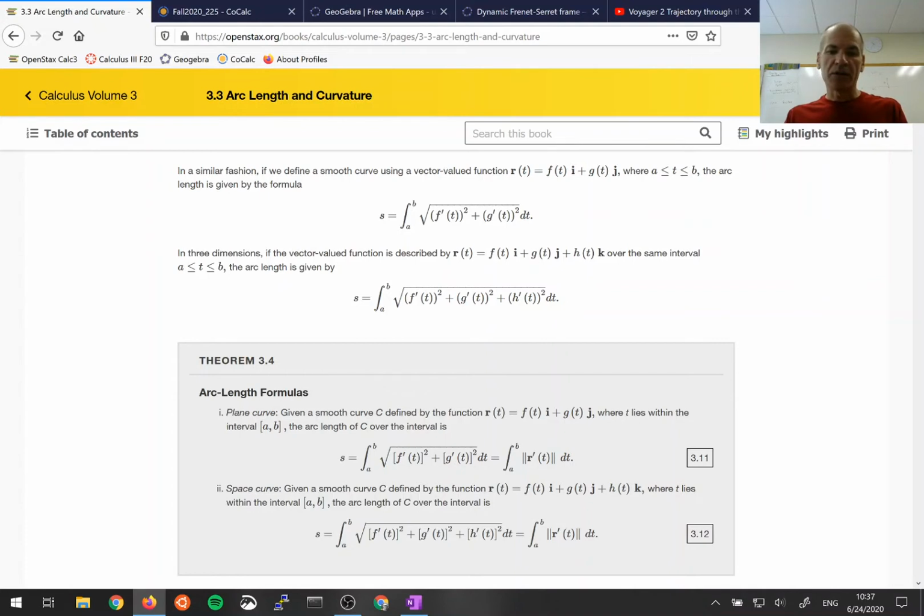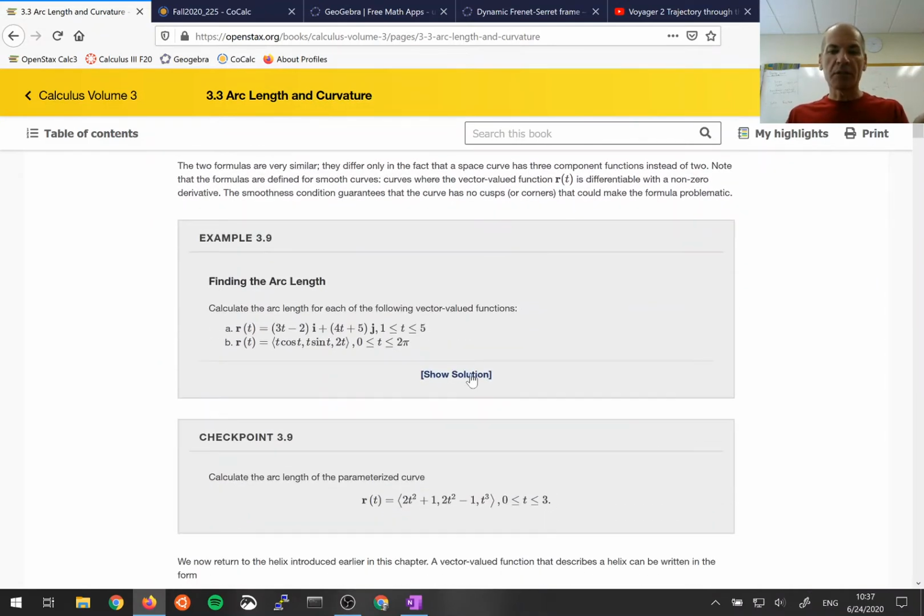It turns out whether you're in 2 dimensions or 3 dimensions, that looks exactly the same. And while we have these larger expressions in terms of the component functions f, g, and h in 3 dimensions, I want you to focus on this and understand that computing this quantity, the magnitude of r prime, is really your goal when you're doing an arc length formula.